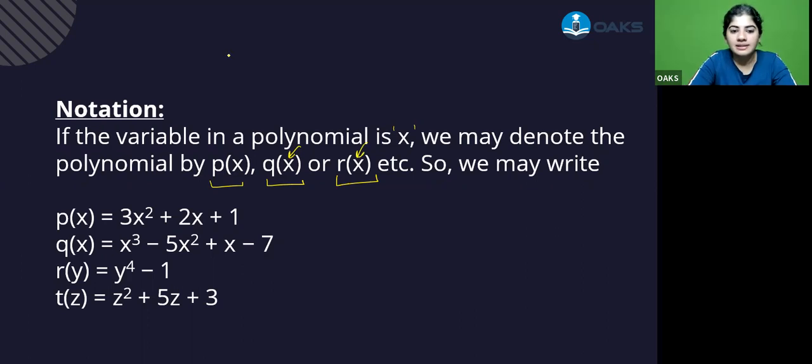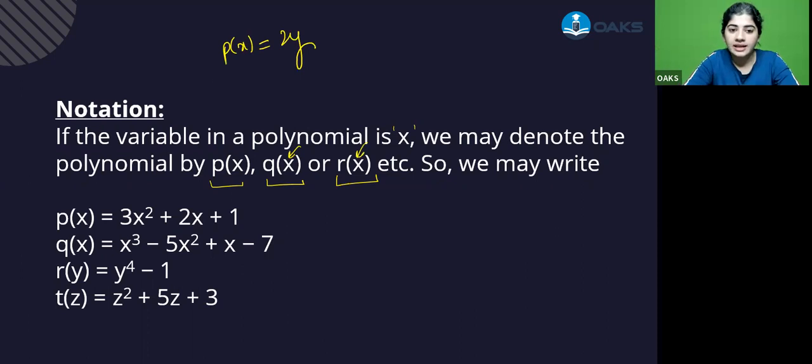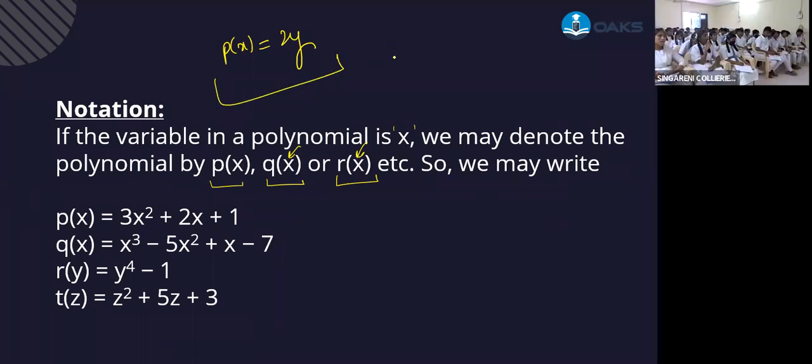Okay, if I say p(x) is equal to 2y, is this correct? Yes or no? Okay, so I told you that p(x) is a polynomial in variable x. Is that correct? No, madam. So is this correct?